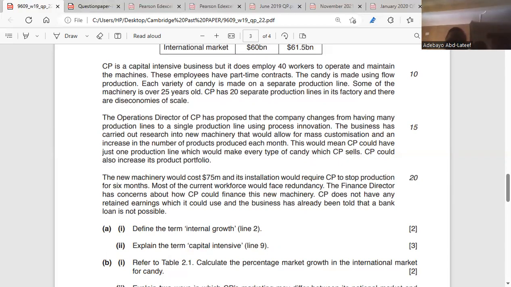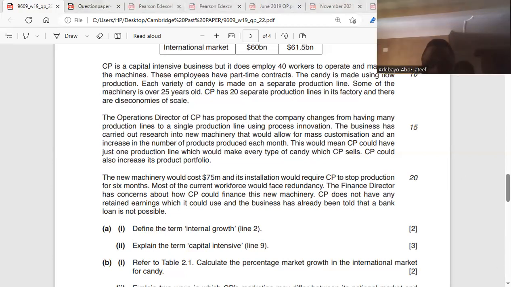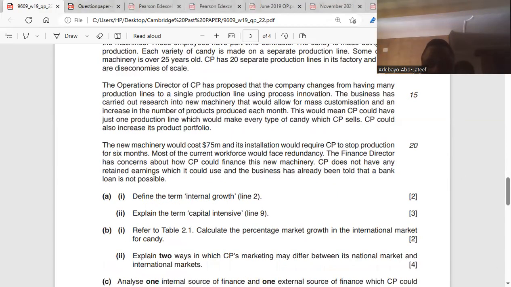The new machinery would cost $75 million, and its installation would require CP to stop production for 6 months. Most of the current workforce would face redundancy. The finance director has concerns about how CP could finance this new machinery. CP does not have any retained earnings which it could use, and the business has already been told that a bank loan is not possible.